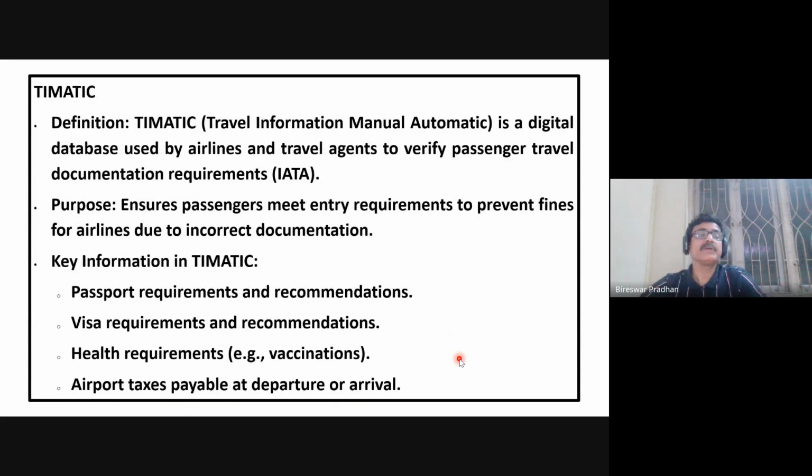Now TIMATIC. The definition: Travel Information Manual Automatic. It is a digital database used by airlines and travel agents to verify passenger travel documents and requirements as per IATA. What is its purpose? Ensure the passenger meets entry requirements, prevent denied boarding, and prevent fines for airlines due to incorrect documentation.